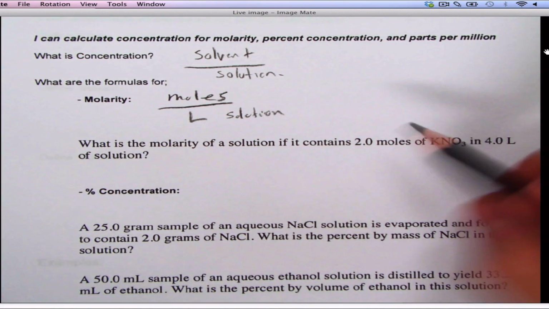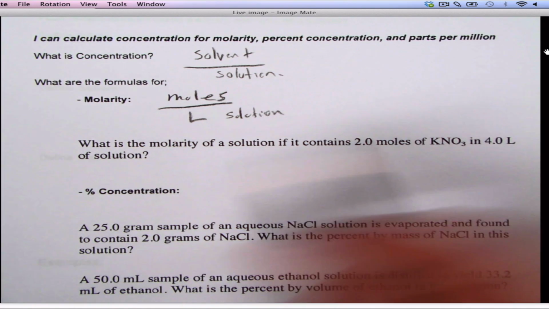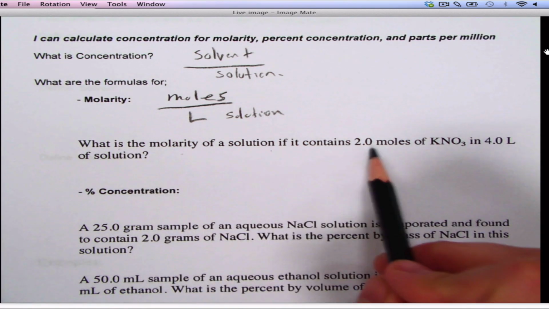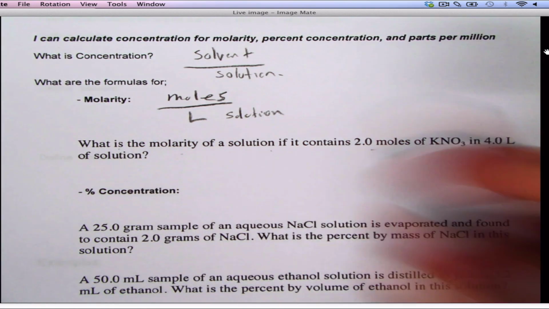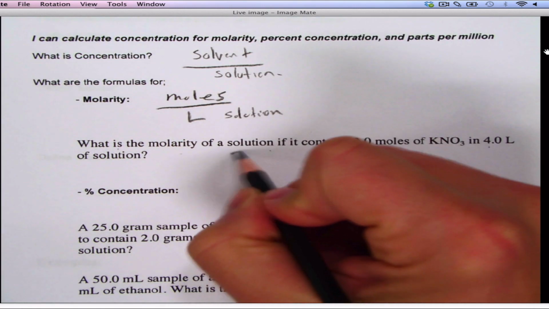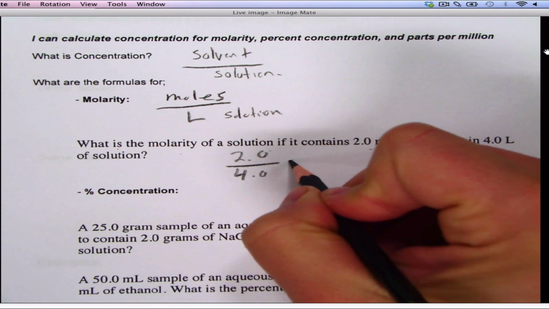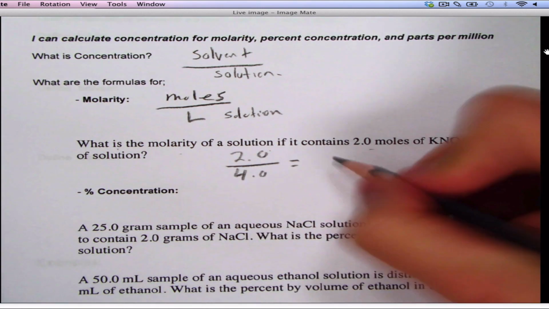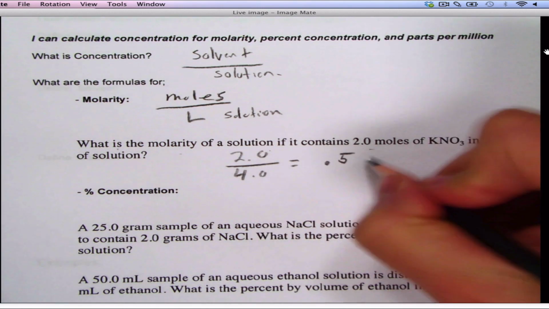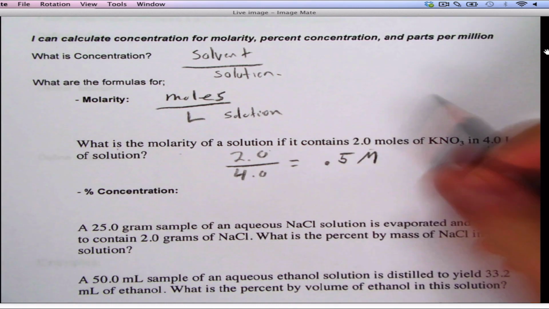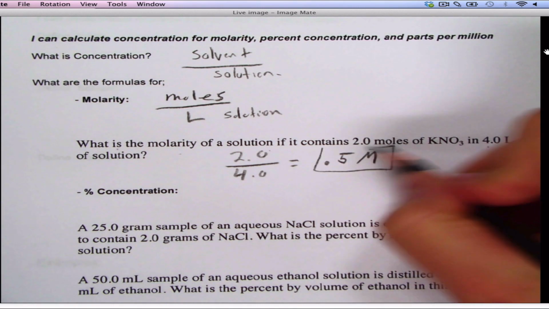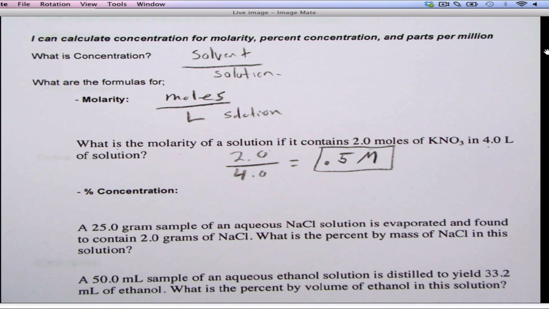So let's do a little practice problem, a little easier one hopefully. What is the molarity of a solution if you have 2 moles in 4 liters? Well, moles over liters, so 2 moles over 4 liters. 2 divided by 4 is 0.5, and molarity is capital M. So it's a 0.5 molarity solution. All right, easy stuff so far.